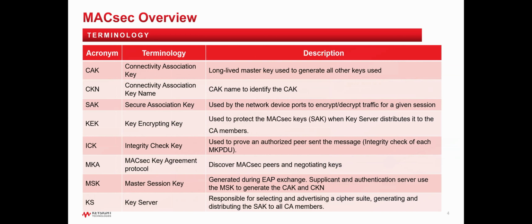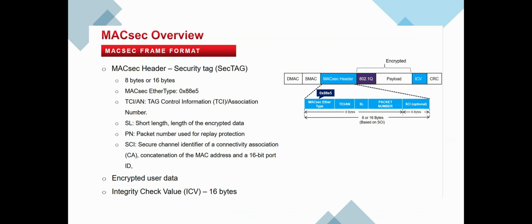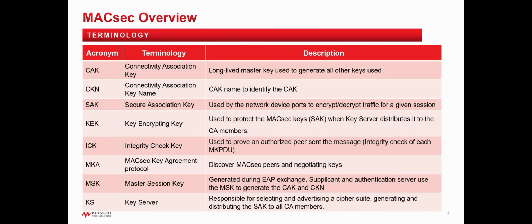And then the key encrypting key is used to protect the MACsec when the key server distributes the keys to the CA members. The ICK is a field that gets embedded in the packet when it gets encrypted. And the master key is the master association key, and KS is the key server, which is responsible for selecting and advertising the cipher suite, and generating and distributing the SAK, which is the key for all.